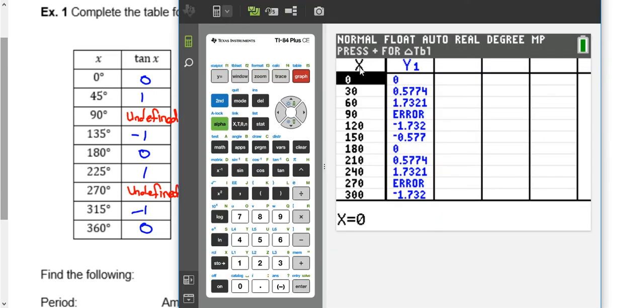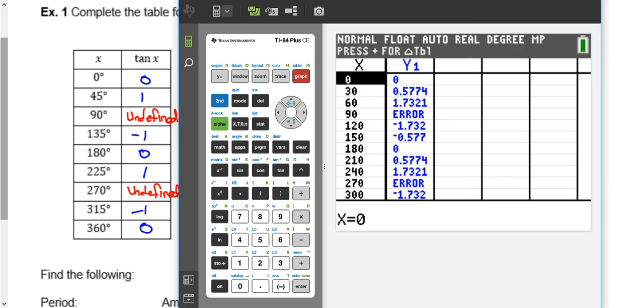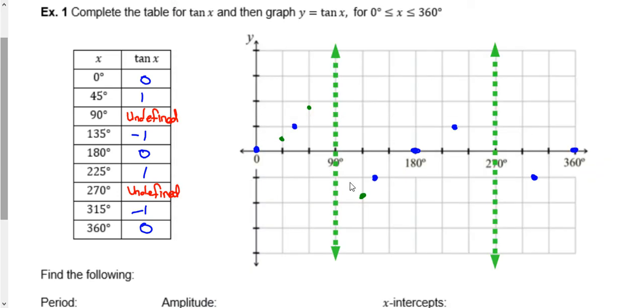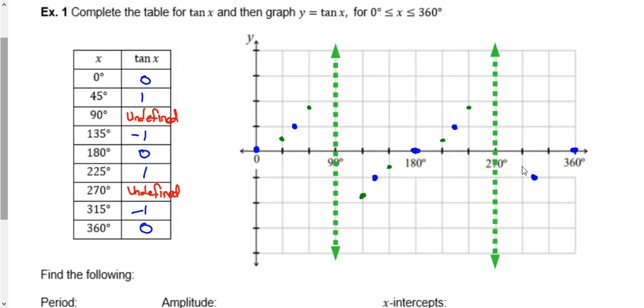At 90 was an error. At 120, we're at -1.7. Should be right around there. 1.7, 1.5, right around there. Okay, so far so good. And after our 270 error, we're at negative 1.7 again for 300. So 300, negative 1.7 is down here. And that's probably going to be at negative a half there.